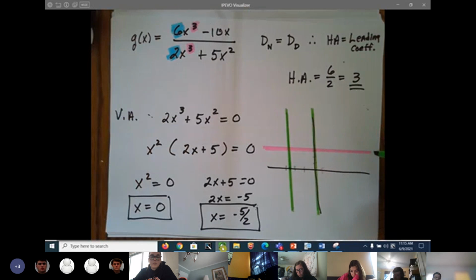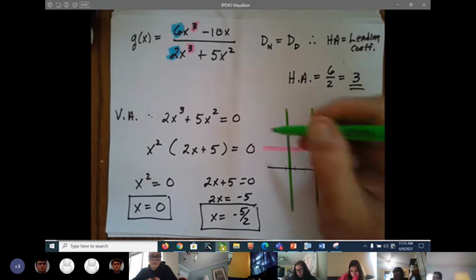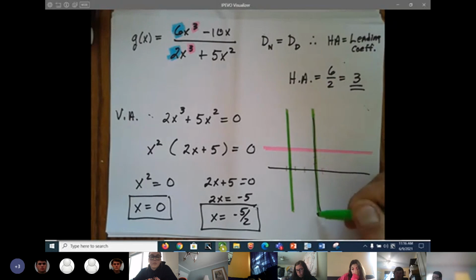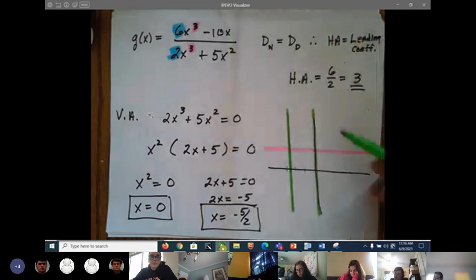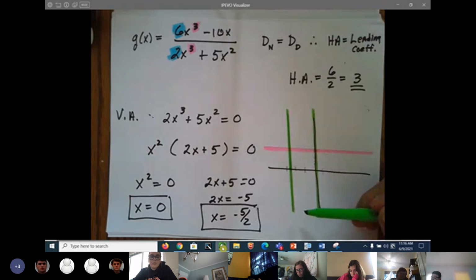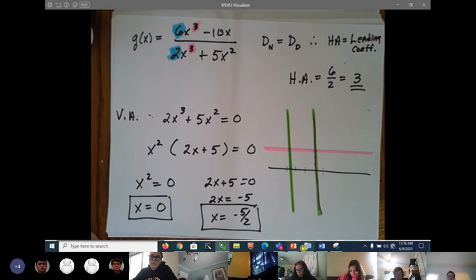So I'm probably going to get some kind of graph that looks like this, then a U in an opposite direction, then like this. Something like that. Or, since it's a cubic function, it could be like that. So let's look at it. Take your handy dandy calculator.